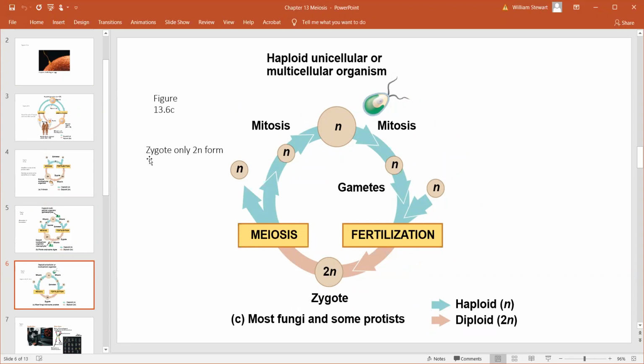And then the last one, this applies to fungus, and it's very similar to the alternation of generations, but what is different about them, see how I wrote over here, the zygote is the only 2N form?